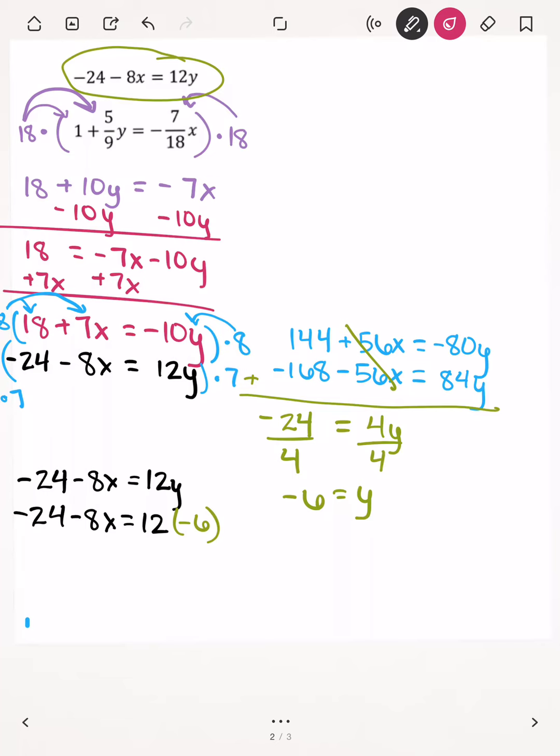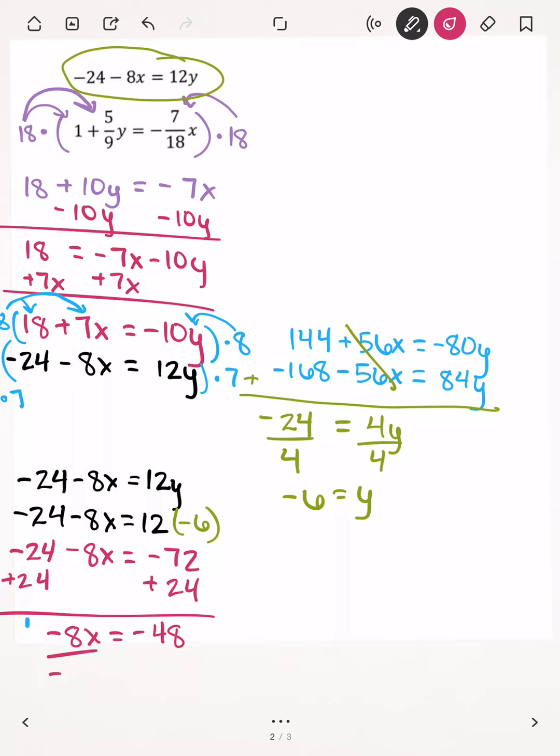So now I start solving. I have a negative 24 minus 8x. 12 times a negative 6 is a negative 72. I add 24 to both sides. I get negative 8x equals a negative 48. I divide both sides by negative 8. X equals a positive 6.